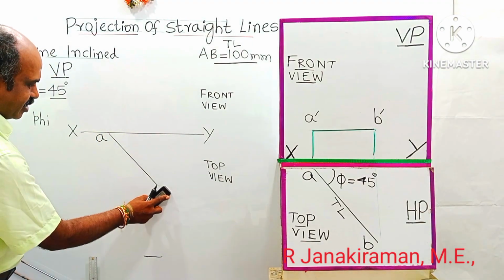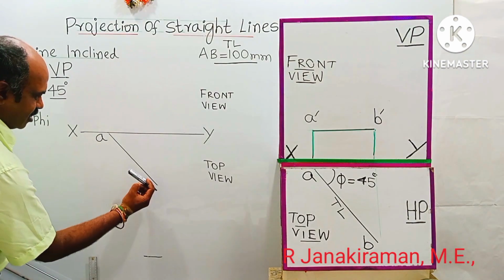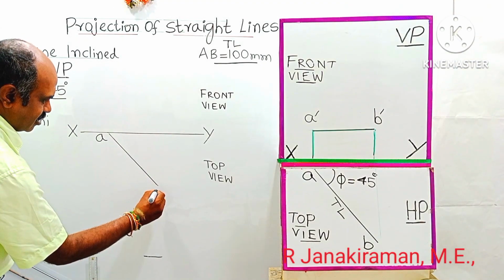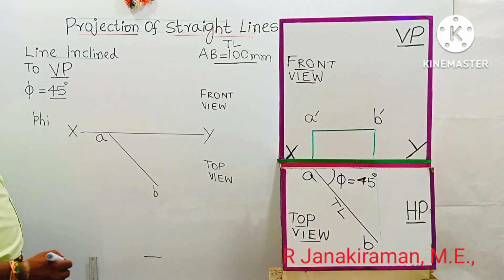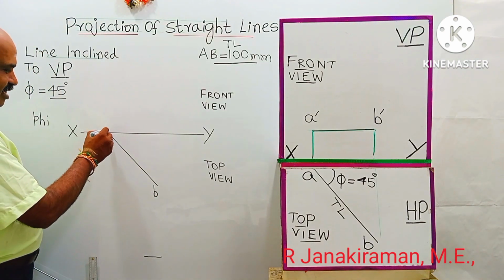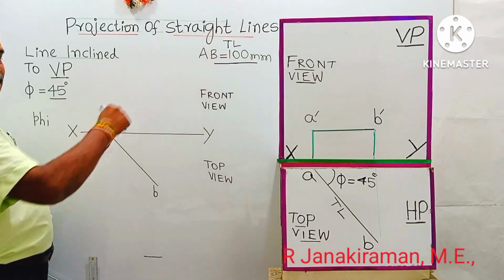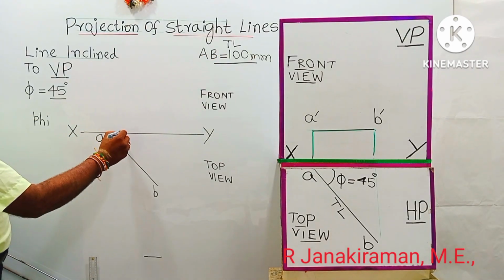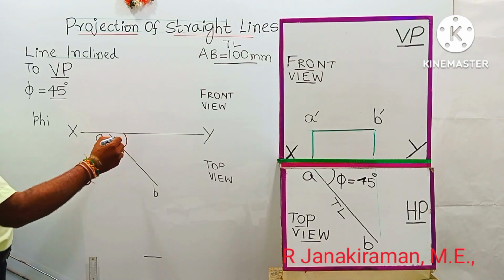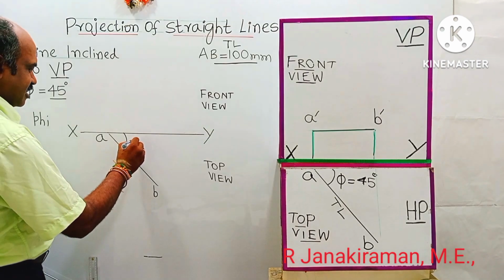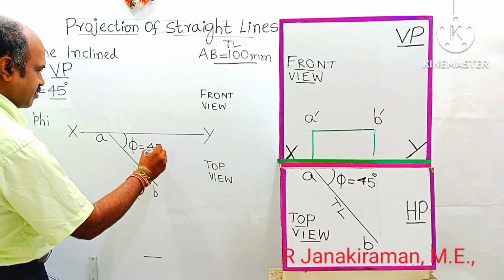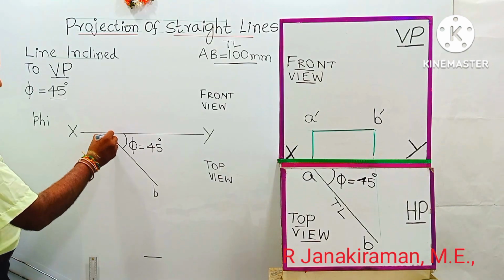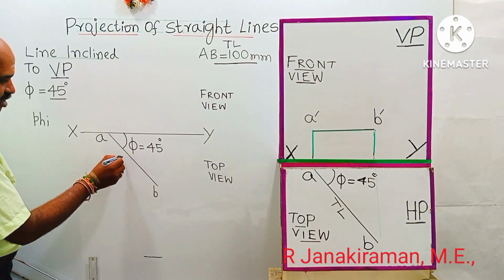So this is the object line. You can draw it by HB pencil so that it appears dark. This is another endpoint marked as B, lowercase letter, without a dash. Okay, so this length will have the true length given as 100 mm. Line inclined to VP. This angle of inclination is called the true inclination with VP, designated as phi is equal to 45 degree. And this AB length will have the true length of 100 mm.